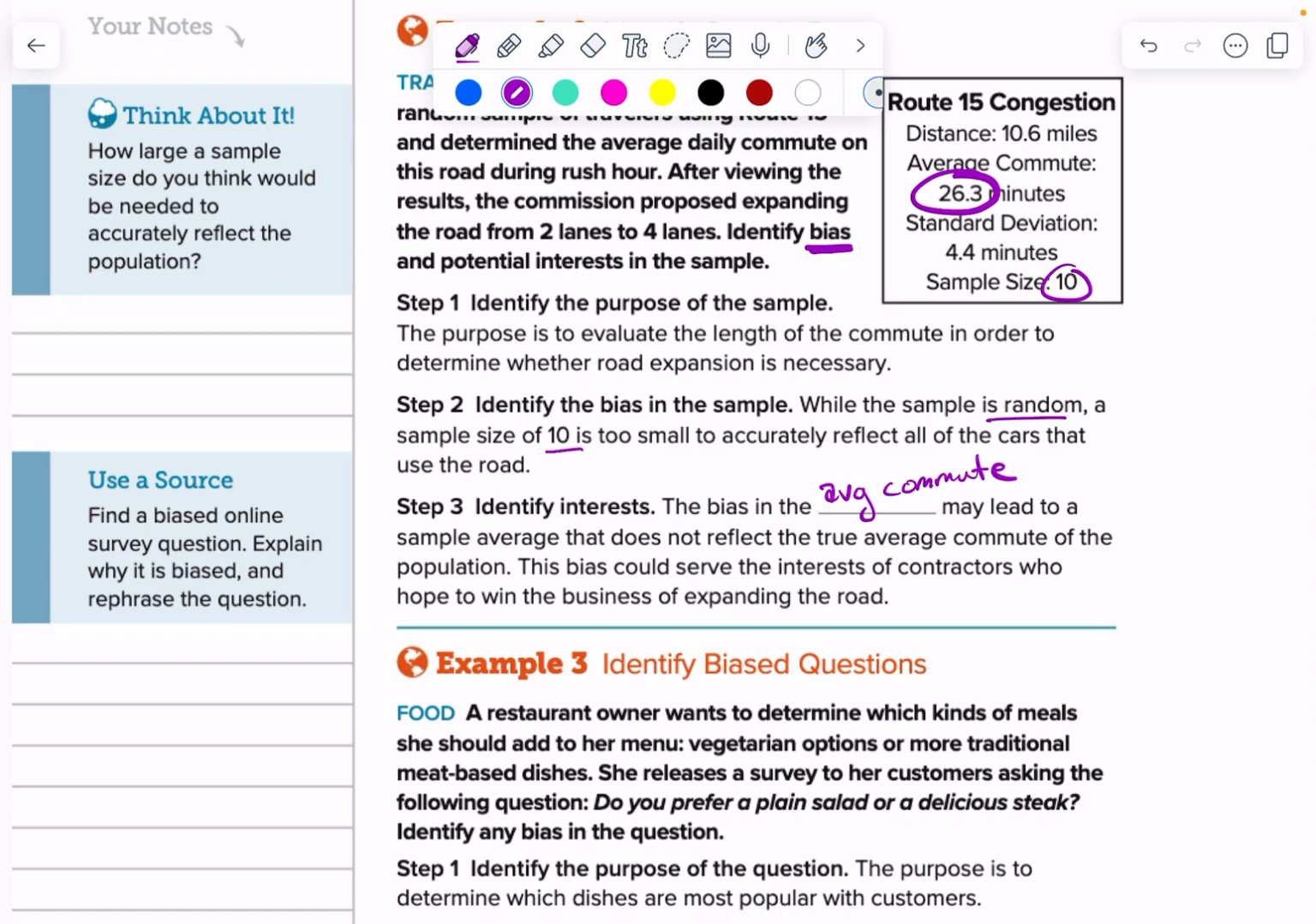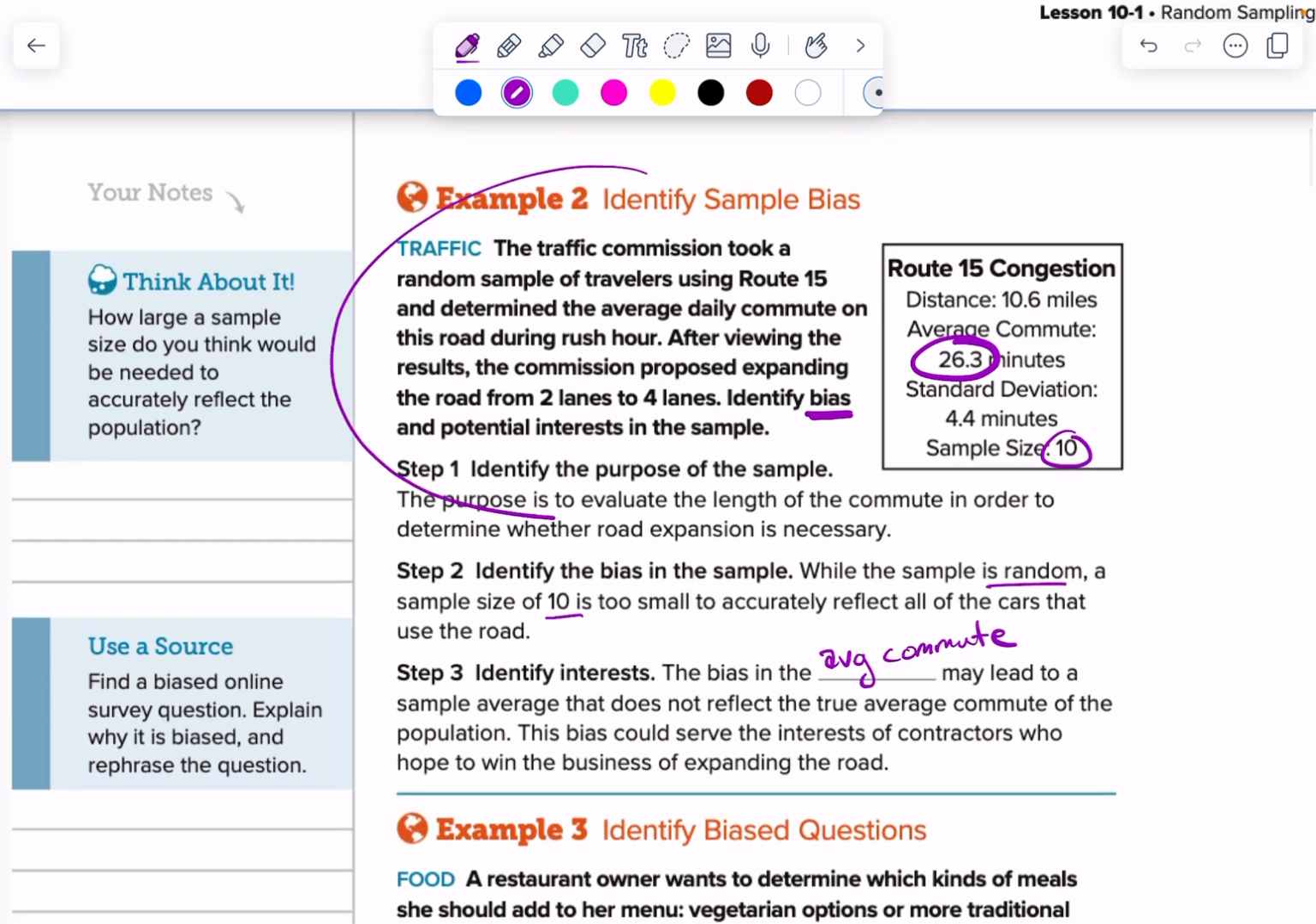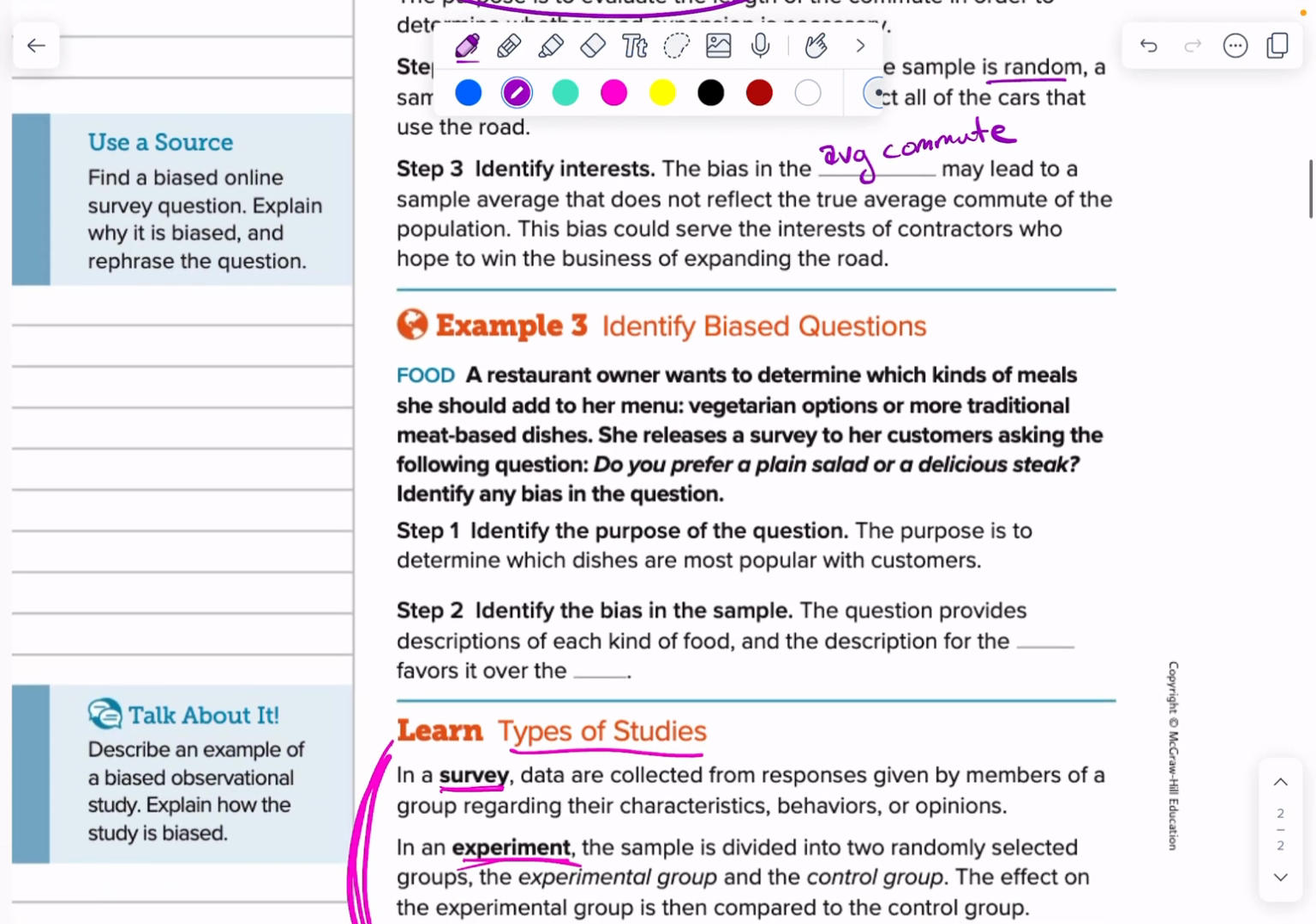The bias could serve the interest of contractors who hope to win business of expanding the road, right? So again, it's just the people who are driving down that road. Of course, they're going to say, yeah, make my commute 4 lanes instead of 2, because that's going to prefer them. Lots of different ways that we can look at this. Not a very good setup sample. There's lots of different things that are going bad with that, okay?